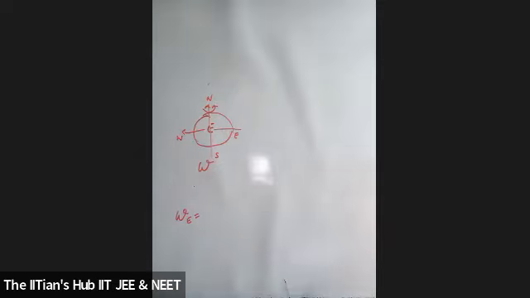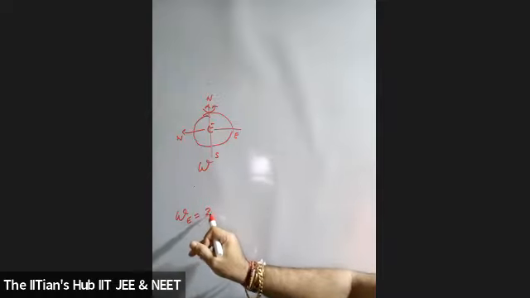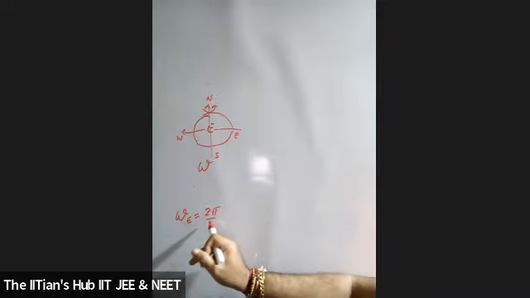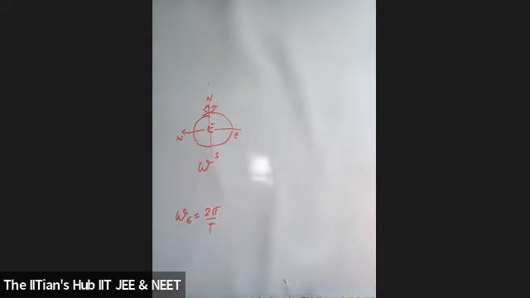Angular velocity of the Earth is given by the formula, since it's performing pure rotational motion: omega can be written as 2 pi by T. Omega can be written as either d theta by dt or 2 pi by T. d theta by dt is used for what kind of motion? Non-uniform. And 2 pi by T is written for what? Uniform motion. Neha, clear? Yes, sir.